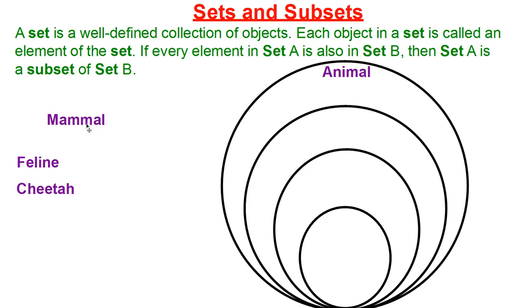Okay, so I'm gonna go ahead and put the mammals here. Okay, so all mammals are animals, but not all animals are mammals. One example of an animal that's not a mammal are reptiles. Okay, so mammals are a subset of animals. Okay, so every mammal is an animal. Next, I'm going to go down the chain.